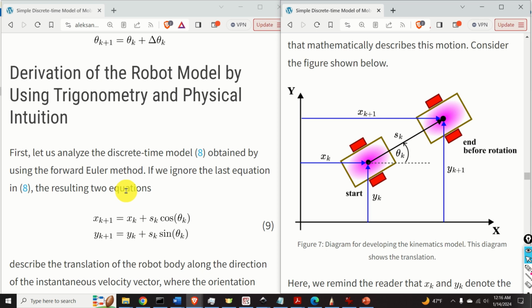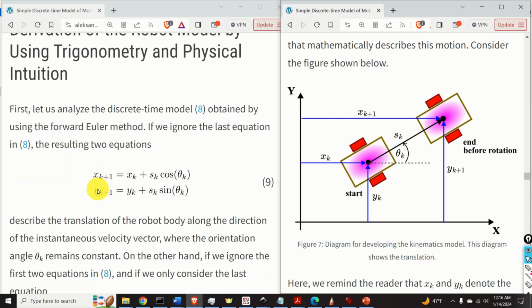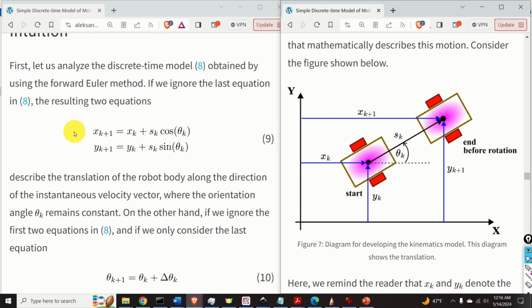If we ignore the last equation in the system of equations given over here, we are left with these two equations. These equations describe the translation of the robot body along the direction of the instantaneous velocity vector v_k, where the orientation angle theta_k remains constant. This is graphically illustrated in this figure. We start from here and we go to the end position, where the direction of the movement is simple translation along the direction of the instantaneous velocity vector v_k, and v_k is constant. We move for the distance of s_k.